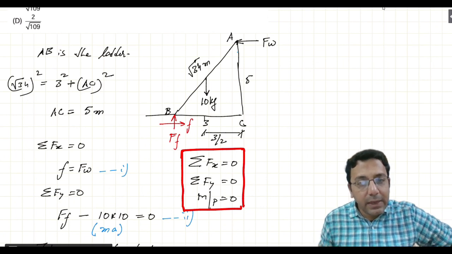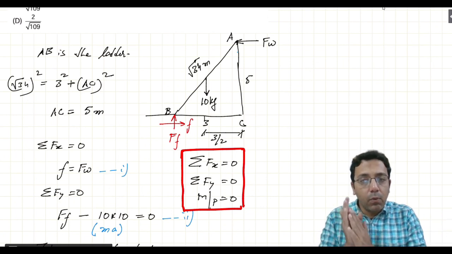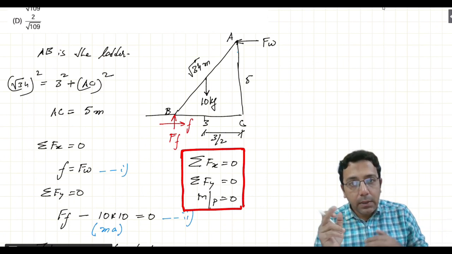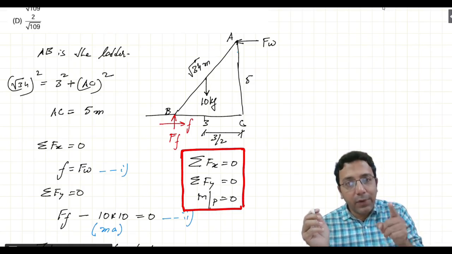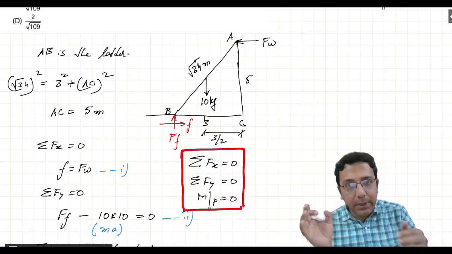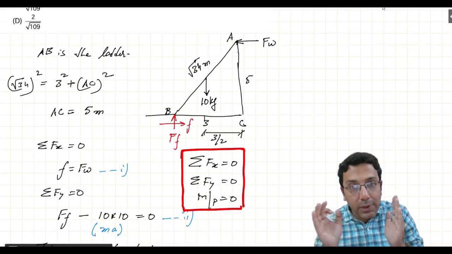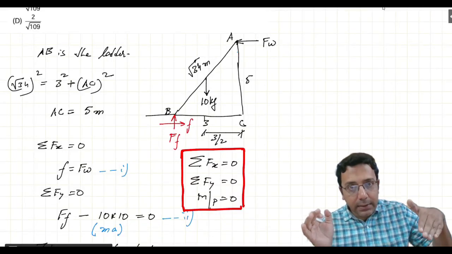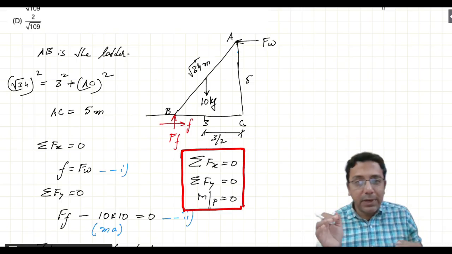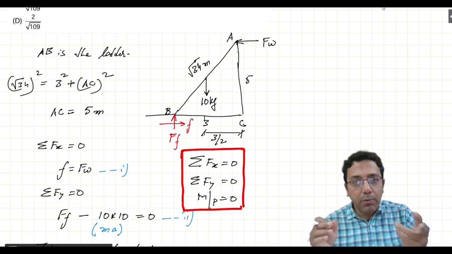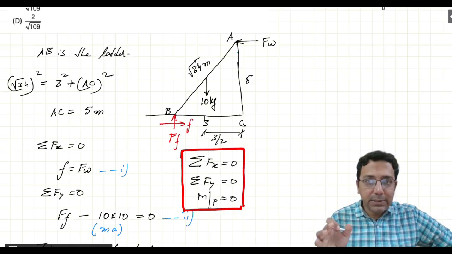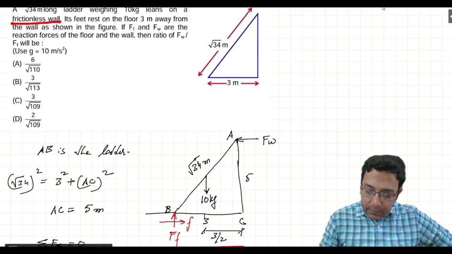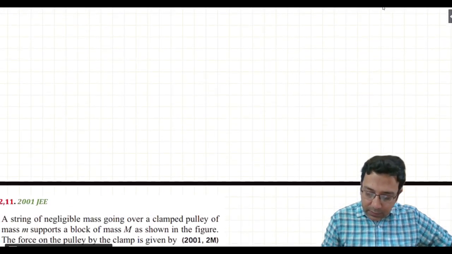The steps you got here: we have to be first very clear that the vertical wall is smooth only, but the floor is rough. As the floor is rough, there will be a friction force on the right side because the ladder will have a tendency to lean to the left. The friction will act opposite to the direction of motion, so the friction will be on the right side. Thereby, we just form those equations and solve. So this is done. Then we'll go to the next one.